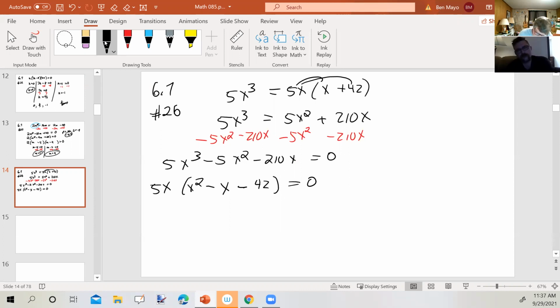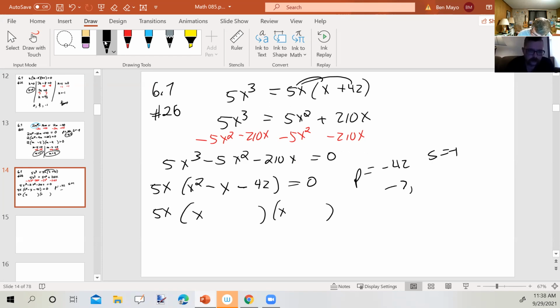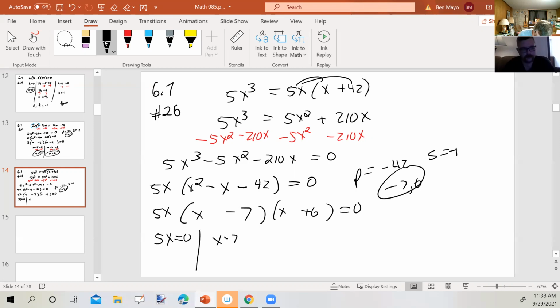So then I have 5x times the trinomial, which has a leading coefficient of 1 but is not a perfect square. Product is negative 42, sum is negative 1: negative 7 and 6. And that's all equal to 0. So now I have it factored completely, set equal to 0. So 5x equals 0, x minus 7 equals 0, x plus 6 equals 0.